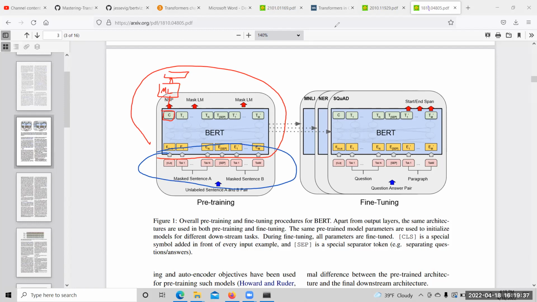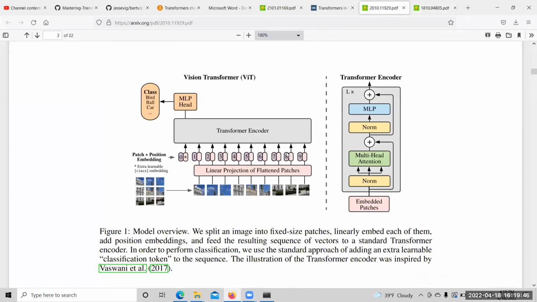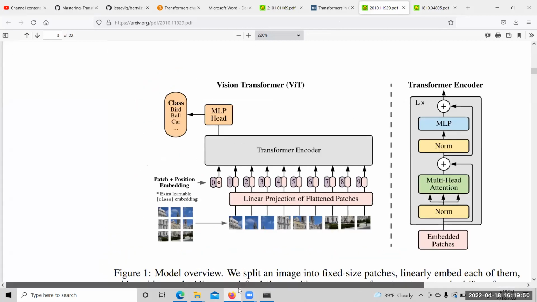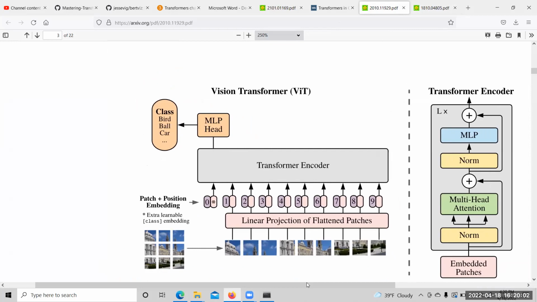So if we go back to that paper, all right, what you can see here is that the inputs have what are called linear projections of the flattened patches. They took an image, this image over here, and broke it up into pieces. Each one of these is called a patch. And notice that they're sequential. So this one is this one, and this one is that one, and this one is this one, and so on all the way to the end. So there's the sequence.